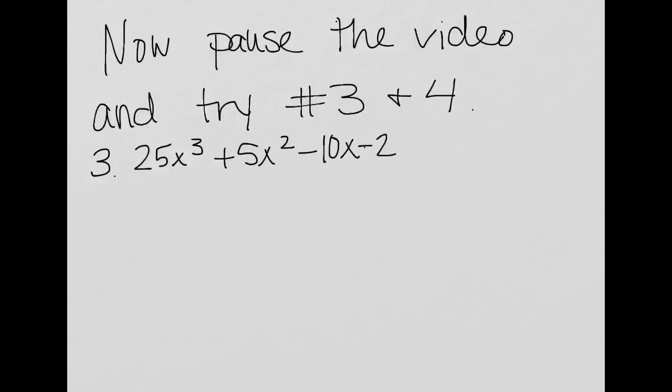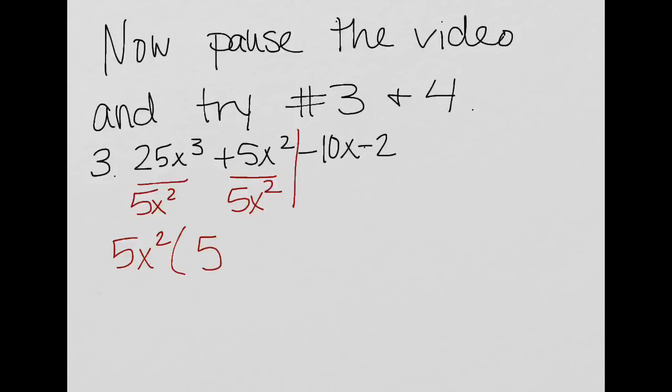I don't see a GCF across the whole problem, so I'll go ahead and take out the GCF of the left, which I see is a 5 and x squared. So I put that outside. 25 divided by 5 is 5. I had 3 x's, but I took 2, so I have an x remaining. Anything over itself, like this, is going to become a 1.